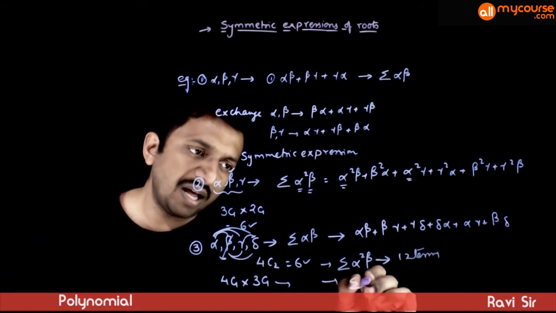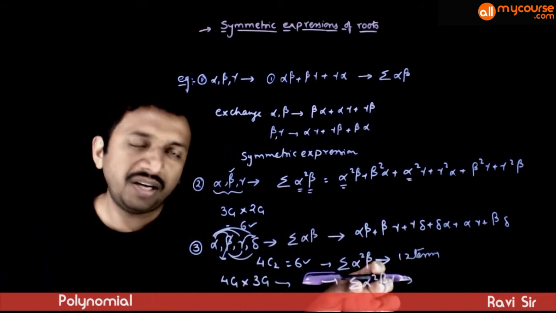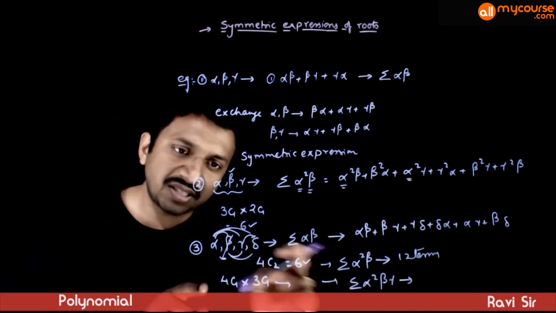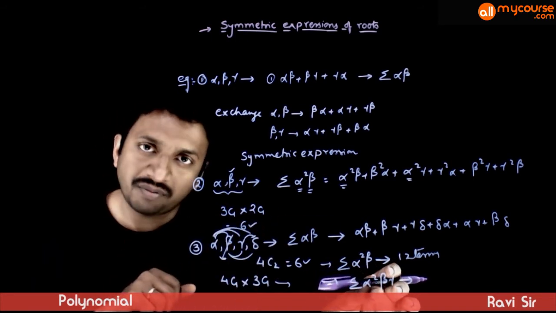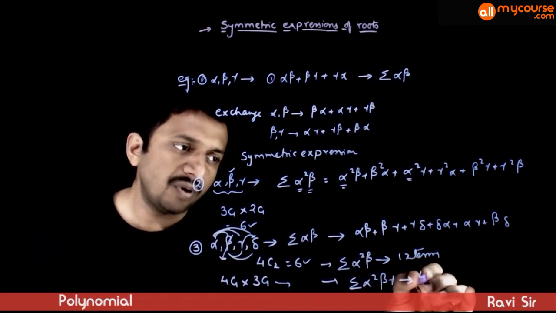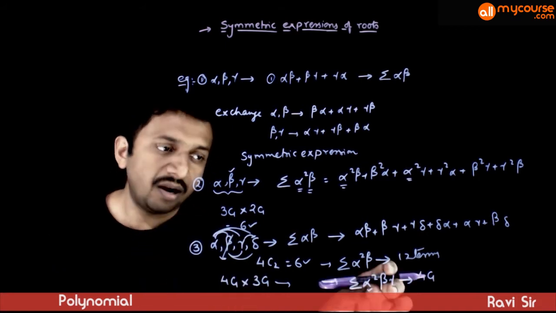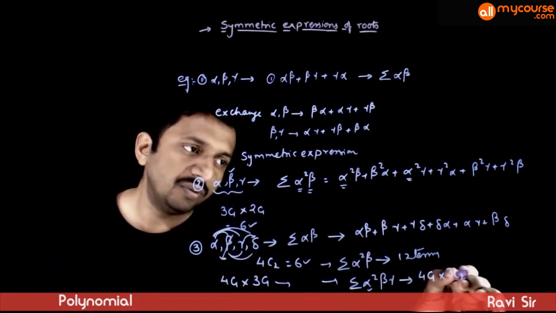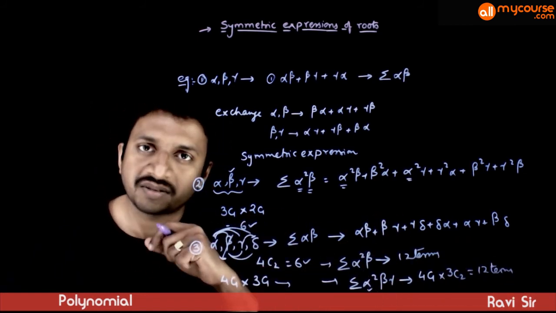So if you want sigma alpha square beta gamma, how many terms does this expansion have? Here what we need to do is select one of them to give a square power, and select two of them to give a single power. So in how many ways can you do this? 4C1 ways in which you can select one of the roots to give a square, and out of the remaining 3 you need to select two of them, so into 3C2. So again you have 12 terms in this.